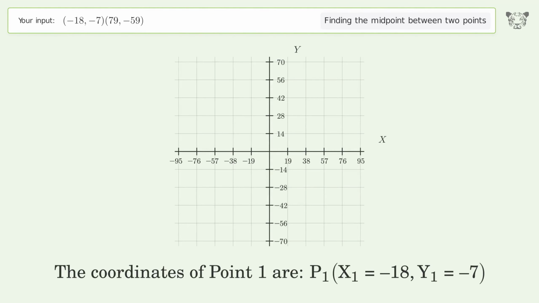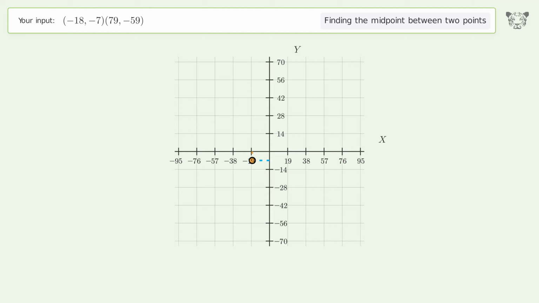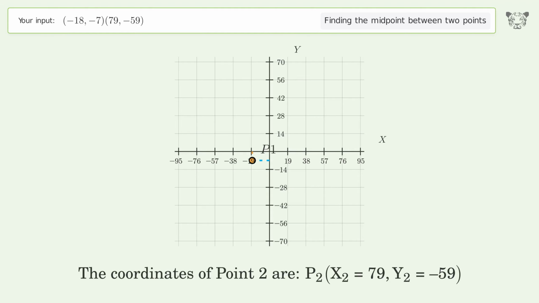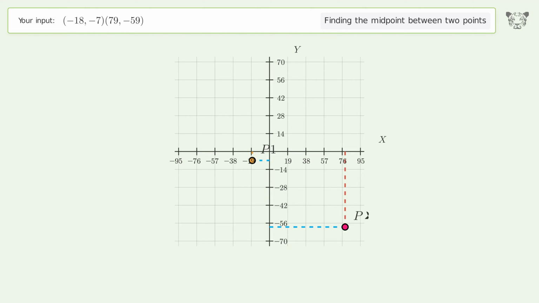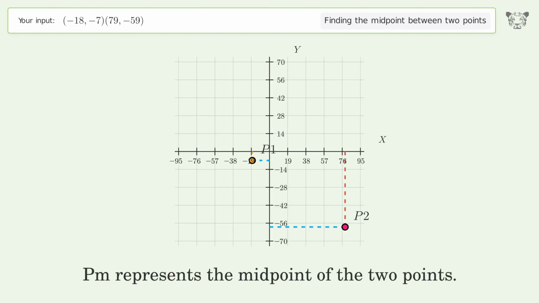The coordinates of point 1 are, x1 equals negative 18, y1 equals negative 7. The coordinates of point 2 are, x2 equals 79, y2 equals negative 59. PM represents the midpoint of the 2 points.